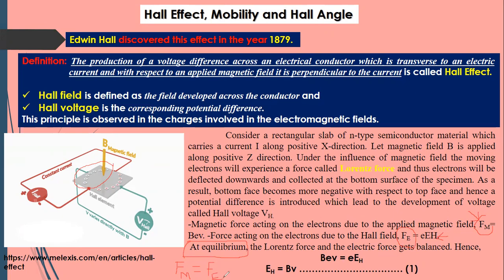If we put the values here, B e v is equal to e E_H. In both cases the electron charge e is present, so the electron charge gets cancelled. So we get E_H is equal to B v, where B is the magnetic induction and v is the velocity. Let us say this is equation number 1. So let's move towards the next slide.